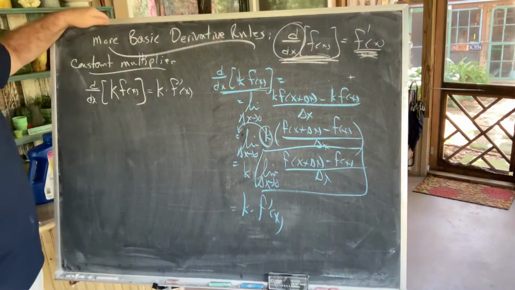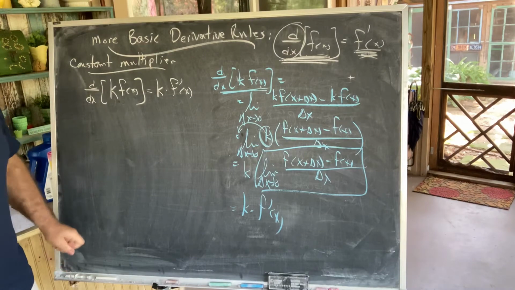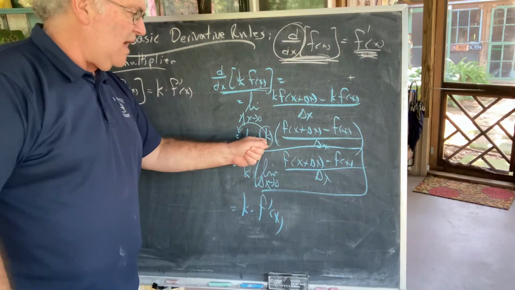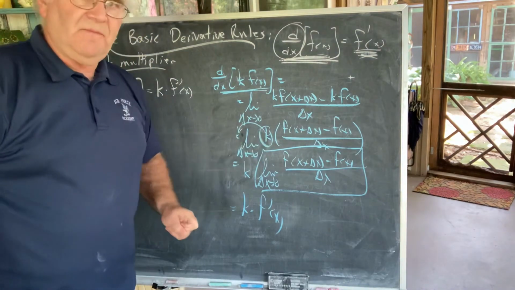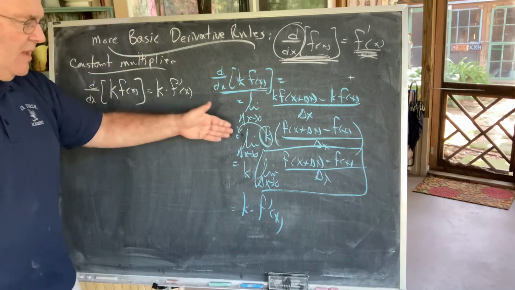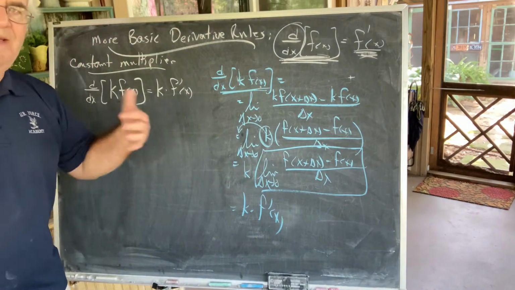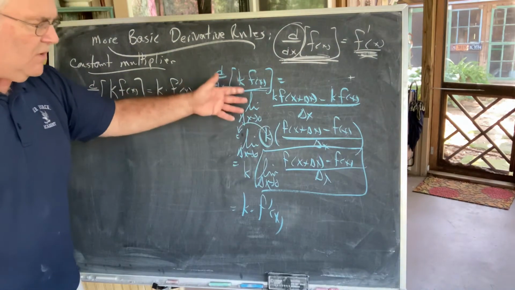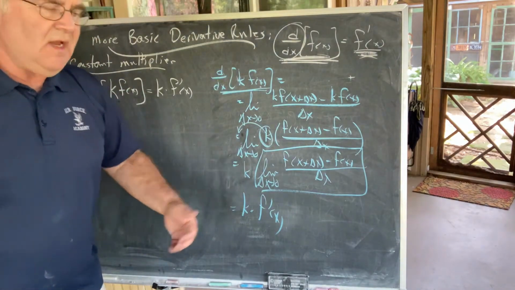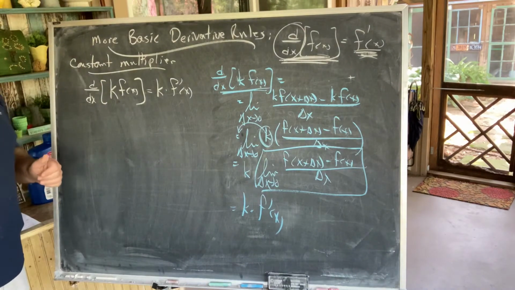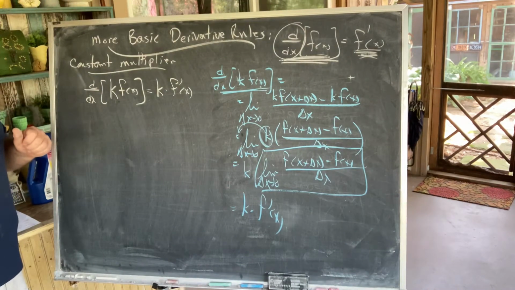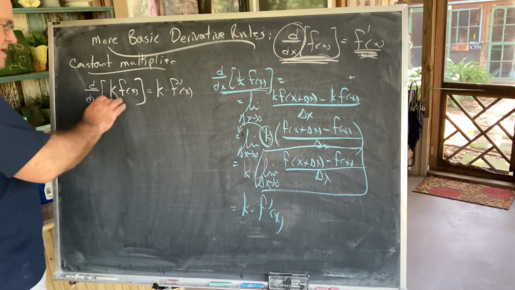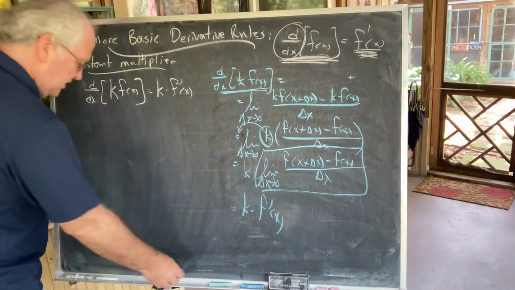And so the reason constant multipliers multiply along for derivatives is because constant multipliers multiply along for limits. And so we say this property for the derivatives, we say this is an inherited property. The constant multiplier property for derivatives is inherited from the constant multiplier properties for the limits. In any event, constant multipliers multiply along for derivatives.